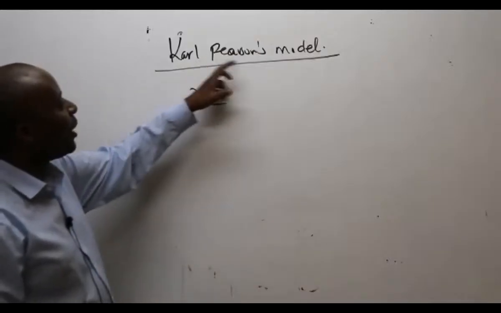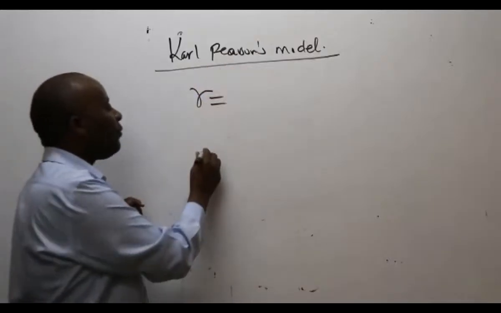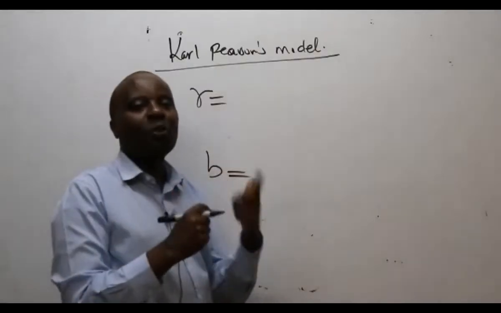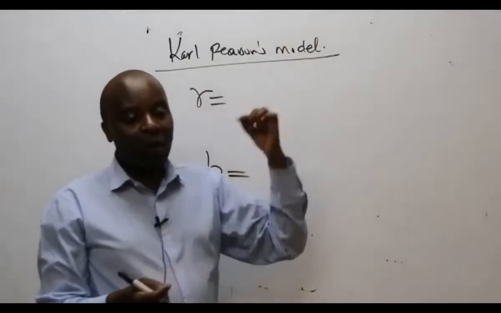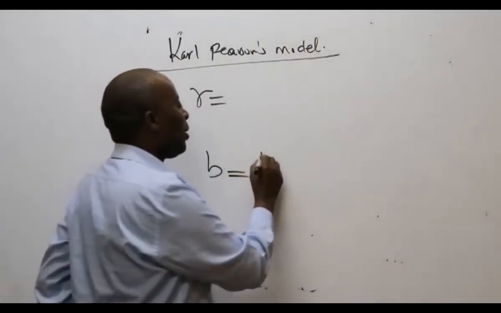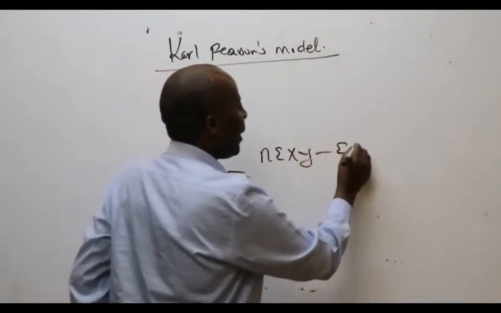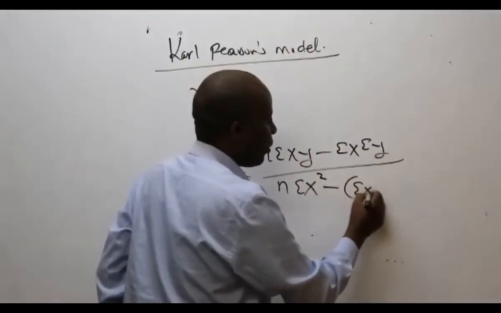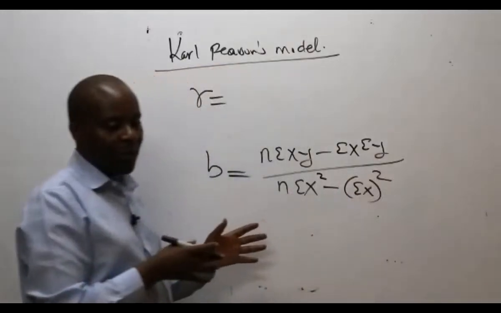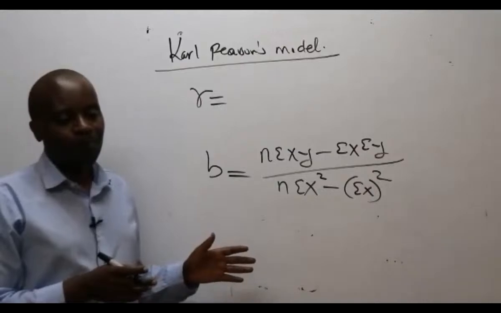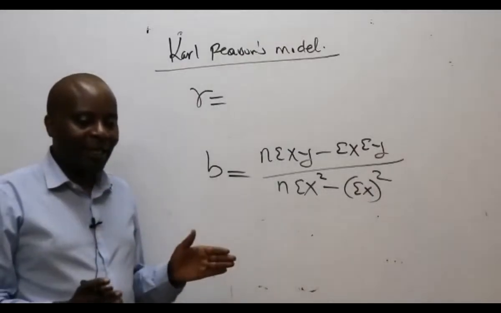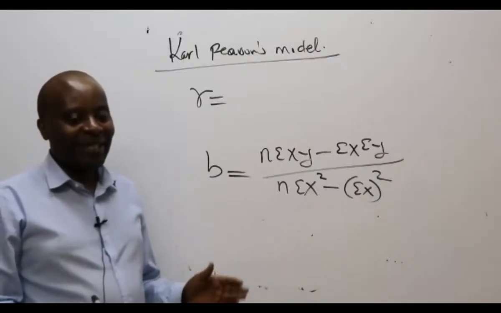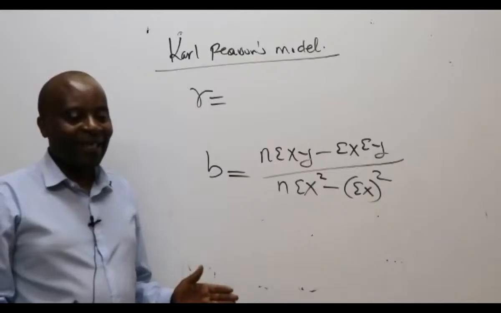Anytime they mention Karl Pearson's model R, first of all, I'll be forced to remember the formula of getting B, because there is quite a big relationship between B and R. And B is something I will never forget. I know that B equals n summations of xy minus sum of x, sum of y, all over n summations of x squared minus bracket sum of x squared. You have to cram this the way I've crammed it myself. That is the formula of getting B.